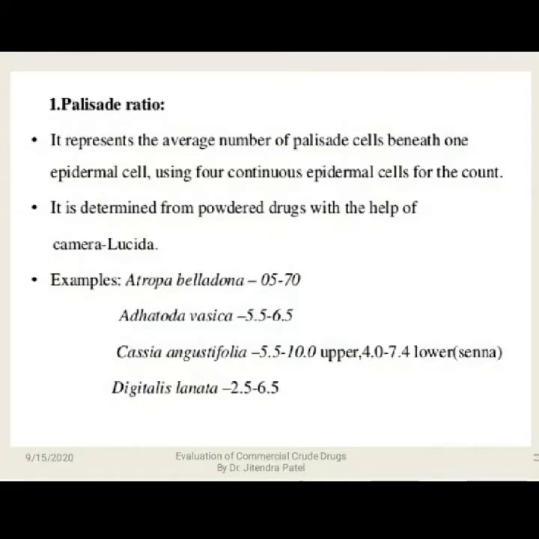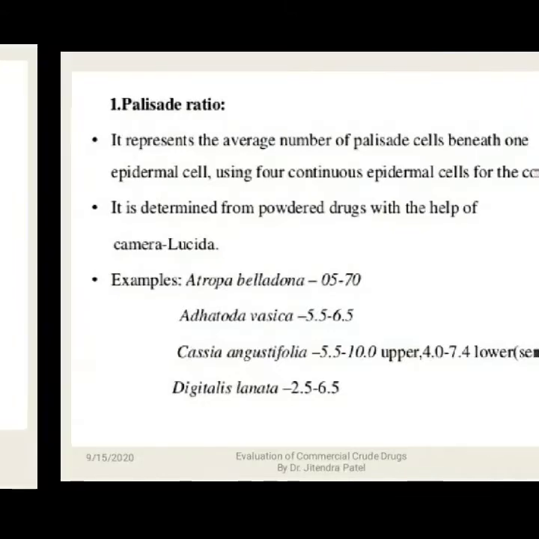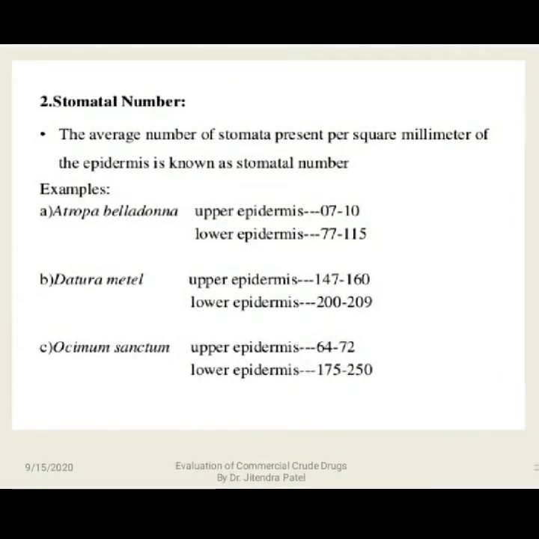In Atropa belladonna, it is supposed to be 5 to 7. Adhatoda vasica, it is supposed to be 5.5 to 6.5. Cassia angustifolia, senna, in the upper epidermis it should be 5.5 to 10, or 4 to 7.4 in the lower epidermis. Digitalis lanata, 2.5 to 6.5.